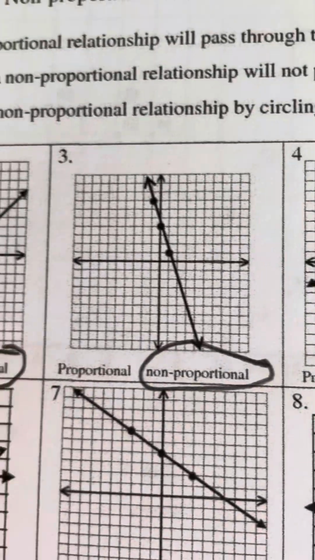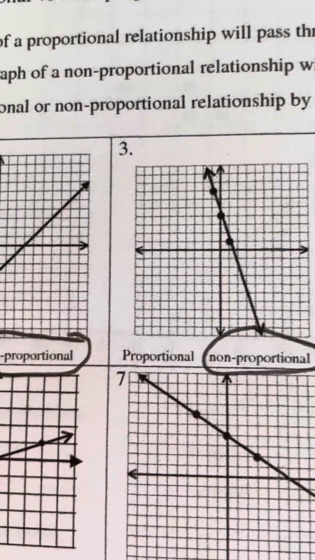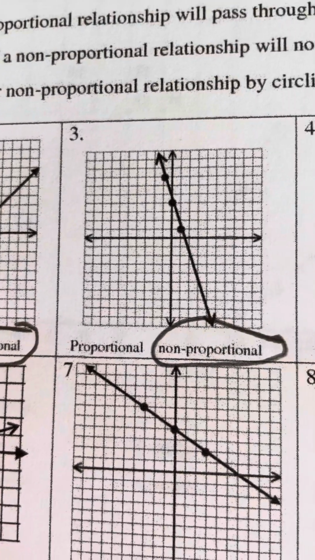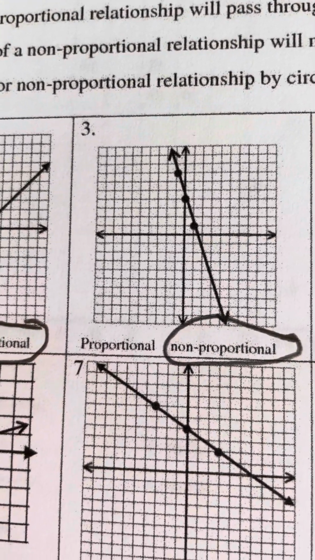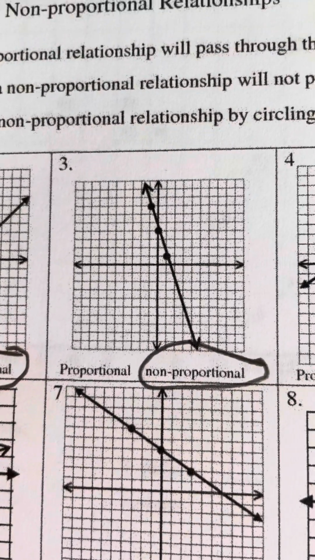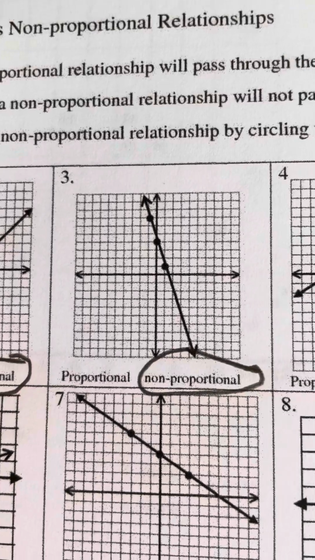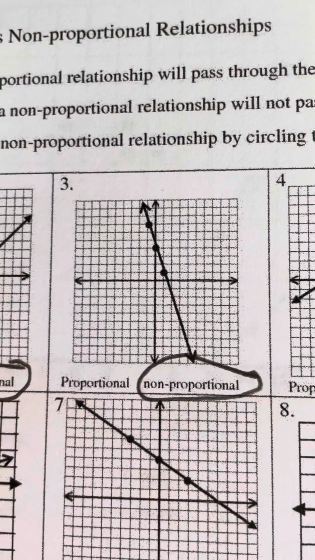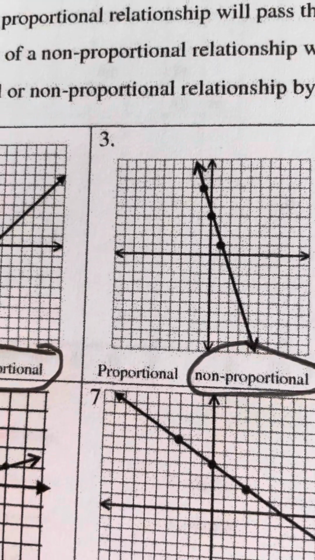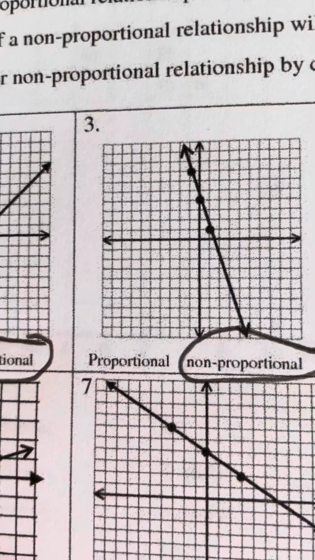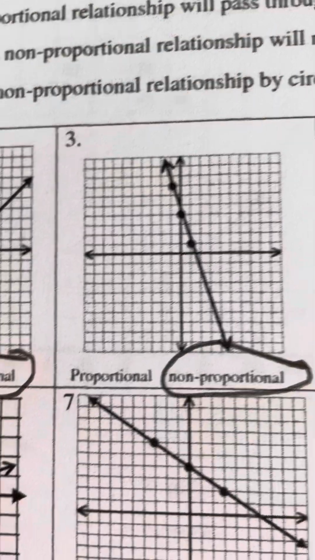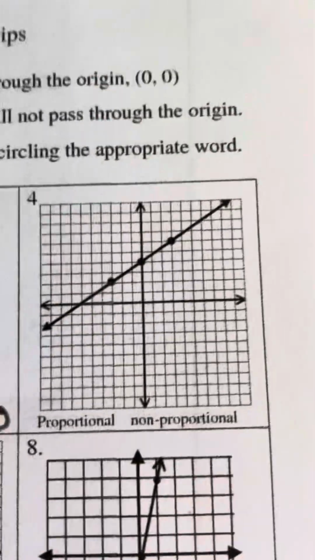Non-proportional is the answer for number 3 because it's not going in a straight line. It's not going through 0, 0. It's not passing through the origin, and yeah, it's not proportional. It has to go in a straight line, it has to go through 0, 0, and it has to pass the origin. That's the main point of proportional relationships. So yeah, that's number 3. 3 is non-proportional. The graph is not proportional. Okay, moving on to number 4.